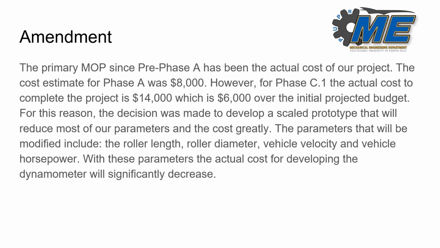For the reason of surpassing the budget, we decided to make an amendment and reduce the parameters and cost greatly. The parameters that will be changed are roller dimensions such as length and diameter, the size of the brake calipers, brake disc, and the chassis. We are also going to test the dynamometer for a smaller vehicle that will have a smaller velocity and smaller horsepower.